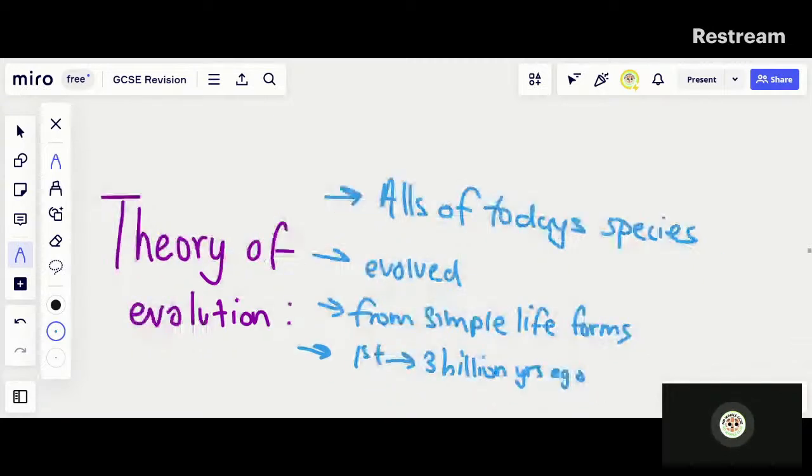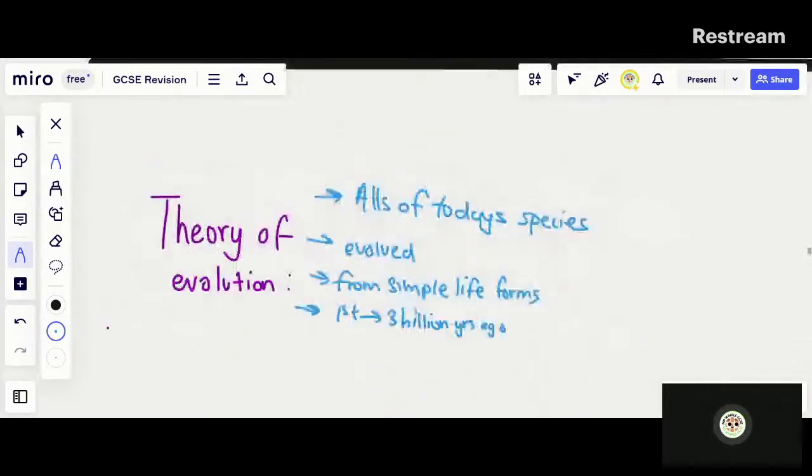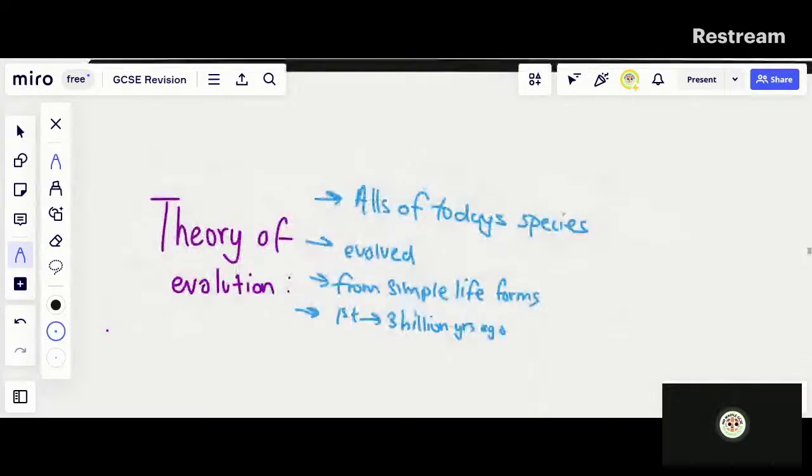So that's the theory of evolution. If you were ever asked to describe it, make sure you're doing it in three or four key points. The theory of evolution is the fact that all species living today, all modern species, have evolved from very simple life forms which first arrived 3 billion years ago.